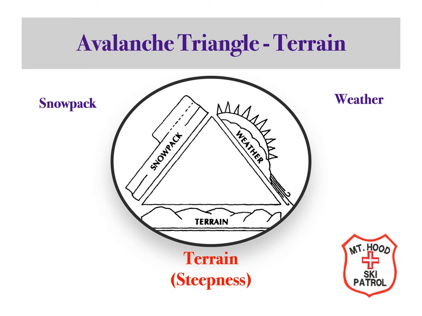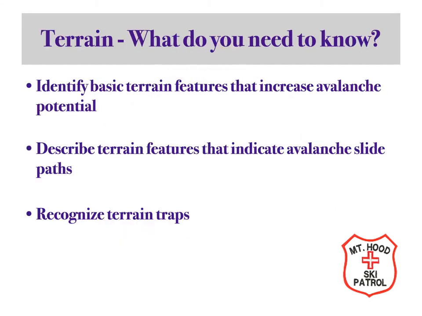Today we will cover the last leg of the AVI triangle, terrain. We have three primary objectives we need to accomplish today. First of all, we need to make sure we can identify basic terrain features that indicate increased avalanche risk. Secondly, we need to identify terrain features that indicate potential avalanche slide paths. And thirdly, we need to be able to recognize terrain traps. This information will all be critical in safe route planning, which we will cover in detail in a later module.